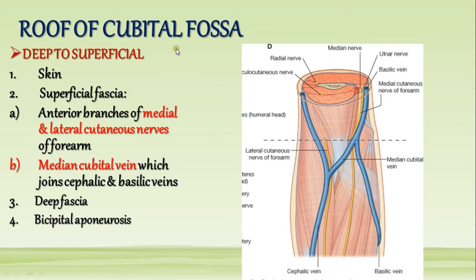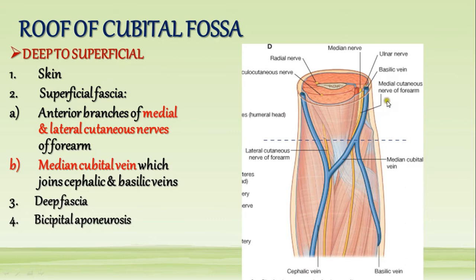The roof of the cubital fossa. The first layer that we dissect in a human body is the skin. Beneath the skin, there is a layer of superficial fascia. This layer of superficial fascia consists of two important structures. One is the cutaneous nerves and another is a subcutaneous vein. So, what we find in the superficial fascia are two important nerves.